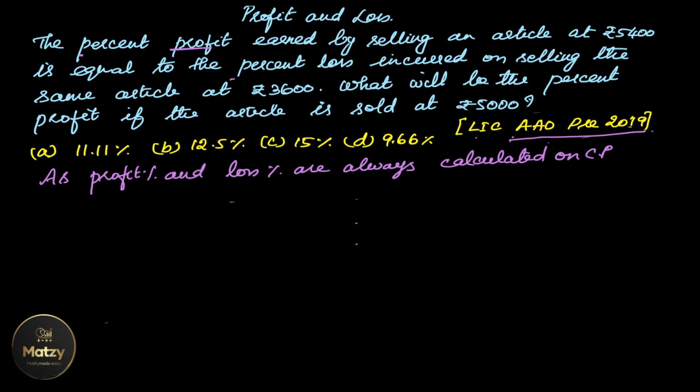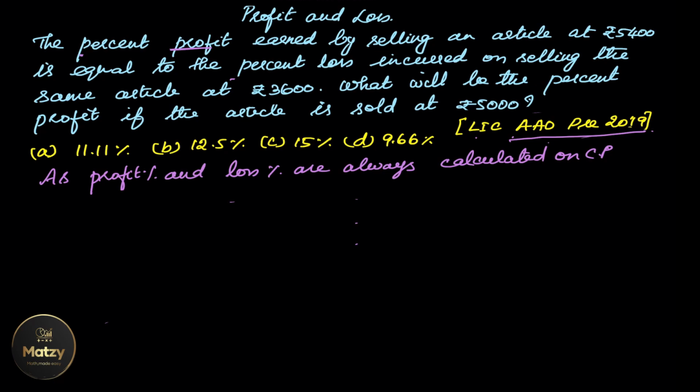In the first transaction, the percent profit is earned by selling the article at rupees 5,400. That profit percentage is equal to the loss percentage incurred on selling the same article at rupees 3,600. That is what is given. In both transactions, the selling price is given. While he was getting the profit, the selling price was rupees 5,400. While he was getting the loss, the selling price was rupees 3,600. And both percentages are equal. It is given in the problem.